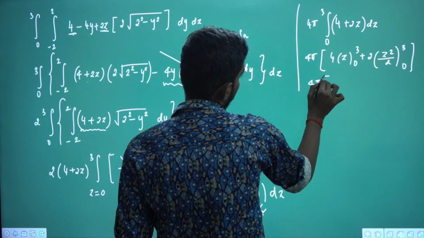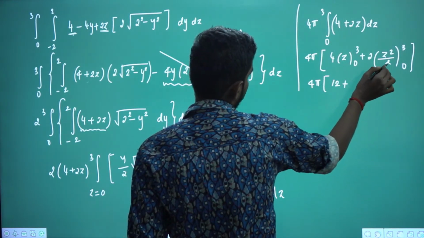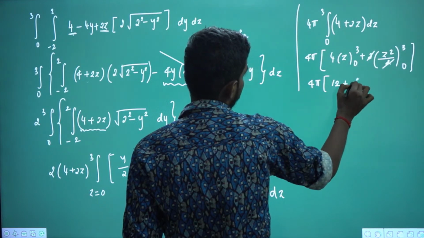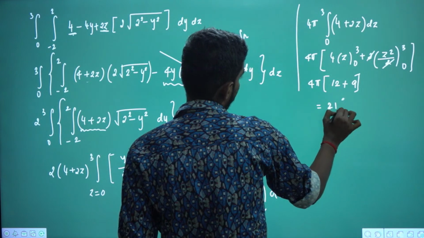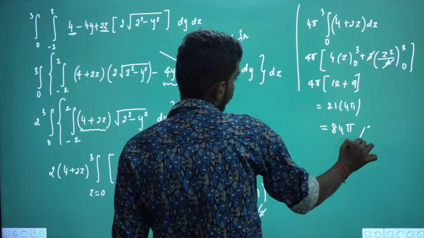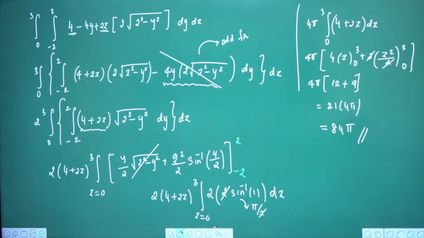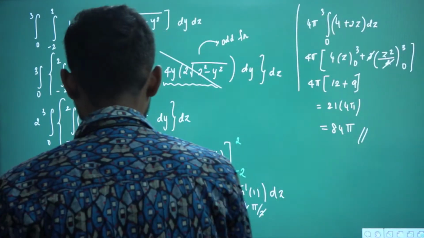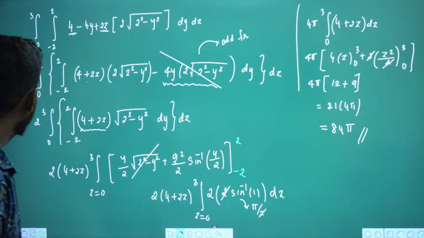So 4 pi. So this will be 4 threes are 12. This 2 will get cancelled. So the upper limit is 3 square, so 3 square is 9. So 21 into 4 pi, so 84 pi is your volume integral, right? 84 pi is your volume integral. Now we need to find the surface integral.